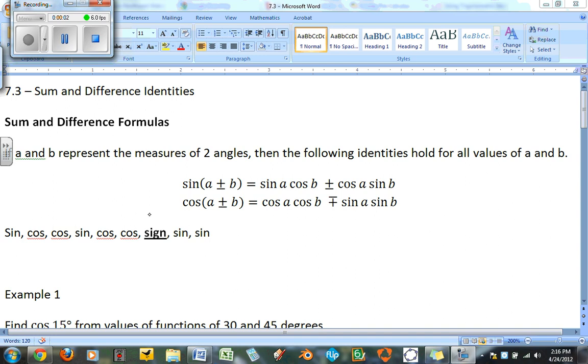Section 7.3 is about sum and difference identities. These identities might be on your cheat sheets, but in case they're not, I have a nice handy way to remember these trig identities. But first of all, what are these?